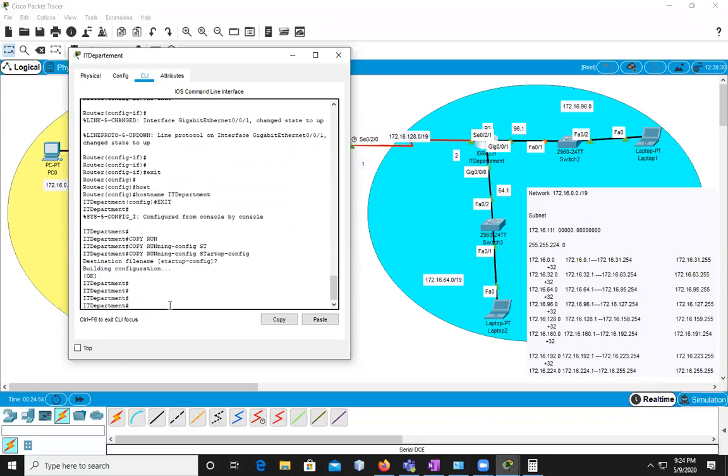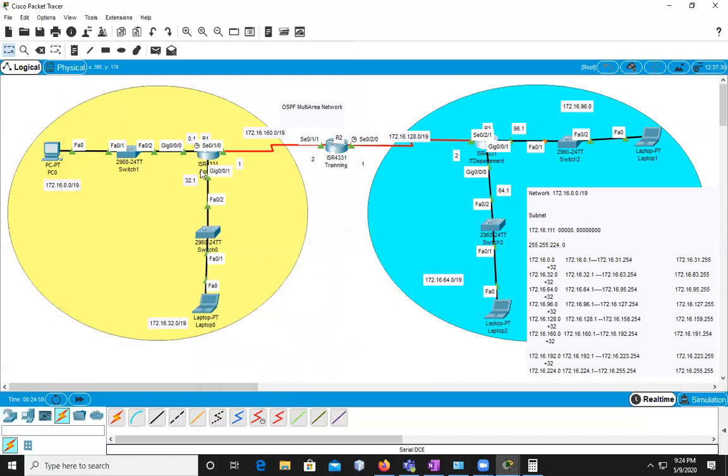Now, let's go to the router first, or we can say to configure. That's the main important thing that we have to configure. So if you have this area 0, this is area 0, and this is area 1. Let me just write it up. This is area 0, and this is area 1.